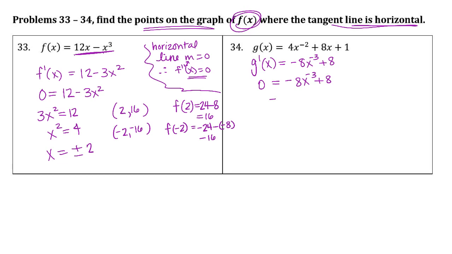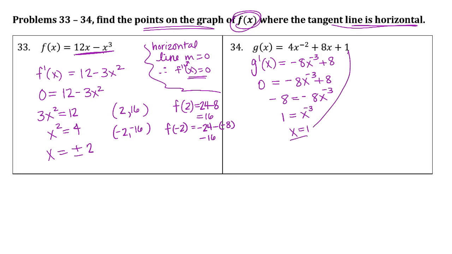I'm going to subtract my 8 over, so negative 8 equals negative 8x to the negative 3. Divide both sides by negative 8, so we have 1 equals x to the negative 3. And the only number I can think of that I can raise to the negative 3 and still have 1 would be 1. So we found x to be 1.